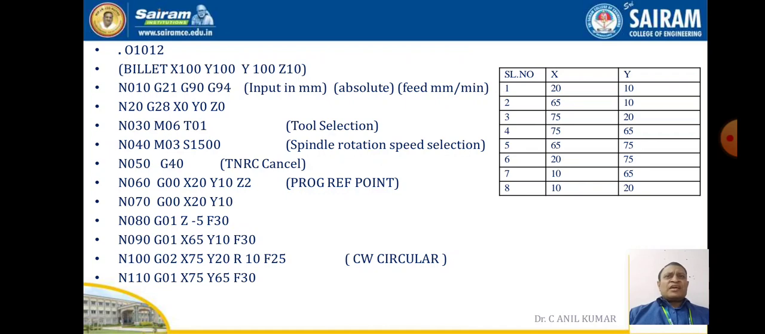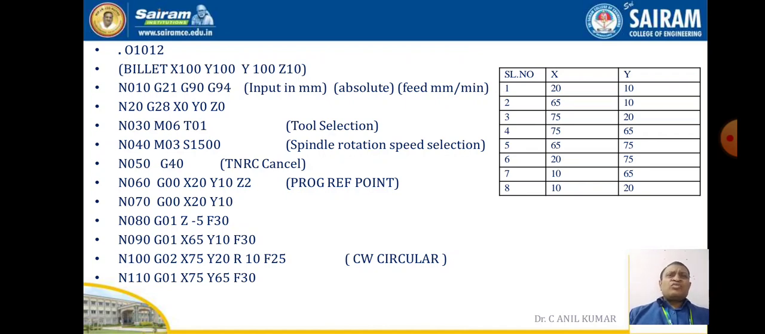N40, M03 and S1500. M03 refers to the spindle moving in the forward direction. M04 is for the reverse direction. As we are moving from left to right, we have to use M03 with a speed of 1500. G40 is for tool nose radius compensation cancel.